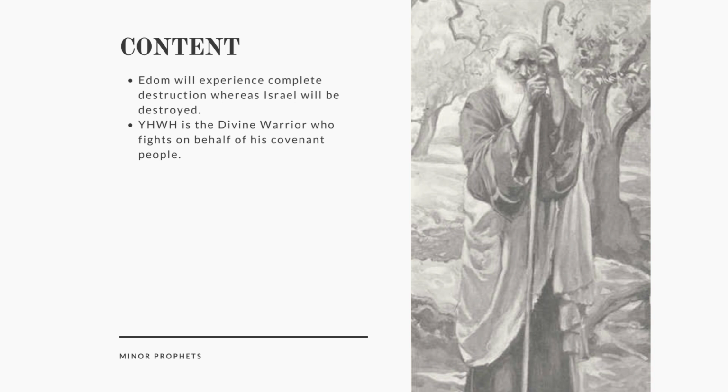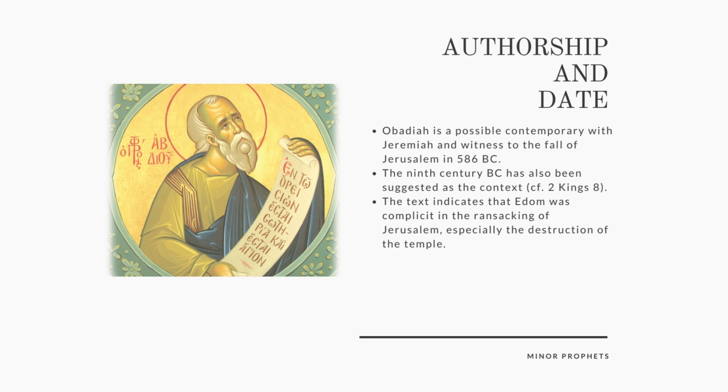Obadiah, the next book we're going to look at, will be the last book we're going to look at this week. Obadiah was a brief prophet. It's a very short book, and it goes by pretty quick. Edom will experience complete destruction, whereas Israel will be delivered. And then you have Yahweh as the divine warrior who fights on behalf of his covenant people.